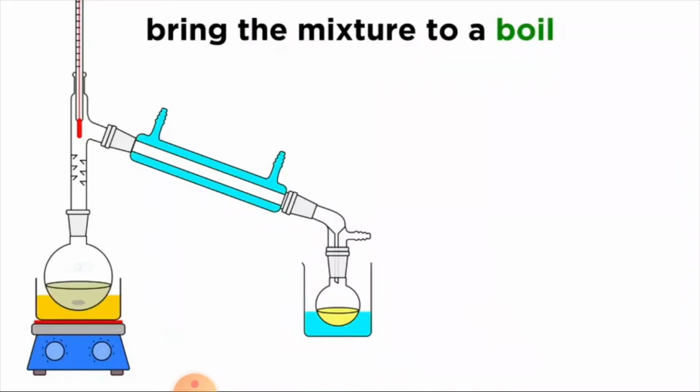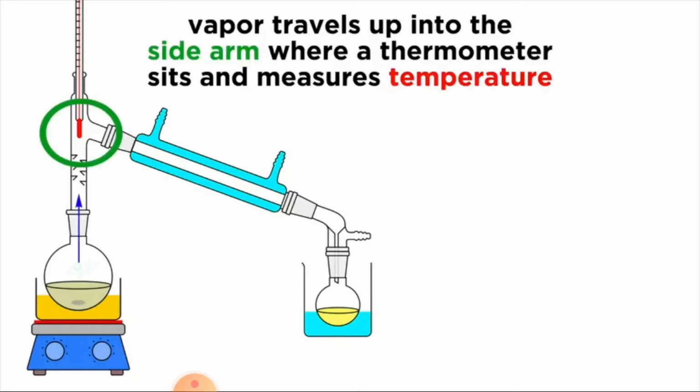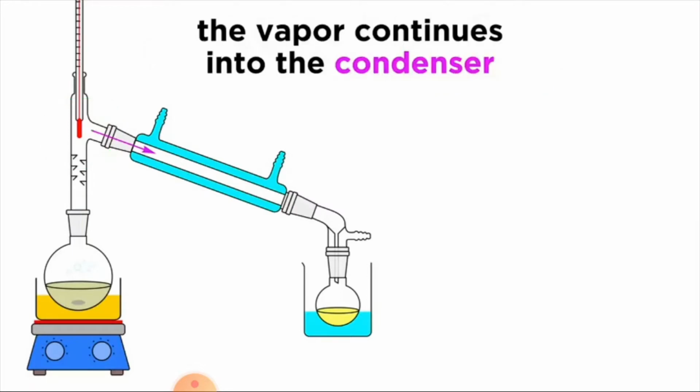We bring the mixture to a gentle boil and vapor is produced. This vapor will rise into the side arm and a thermometer will sit here, measuring the temperature of vapor right as it approaches this horizontal section. The vapor continues into the condenser.